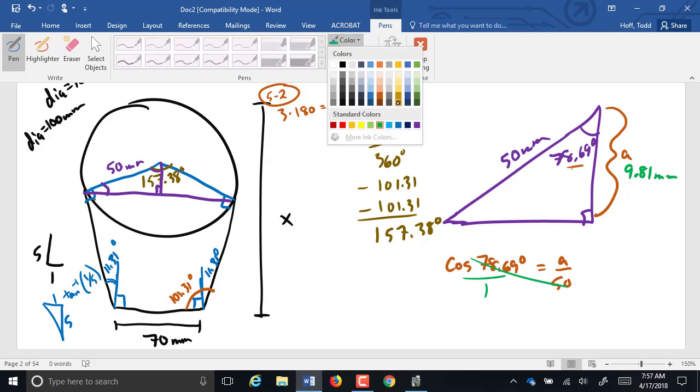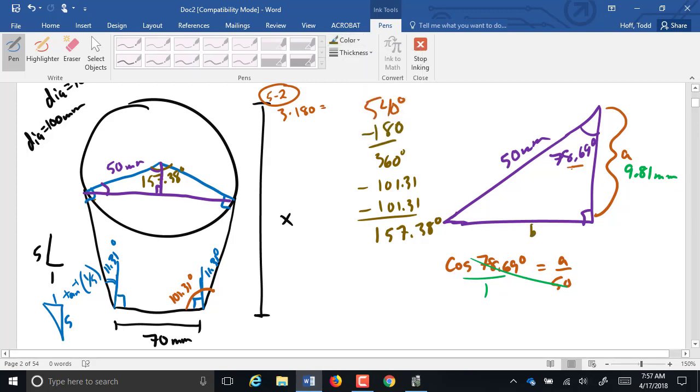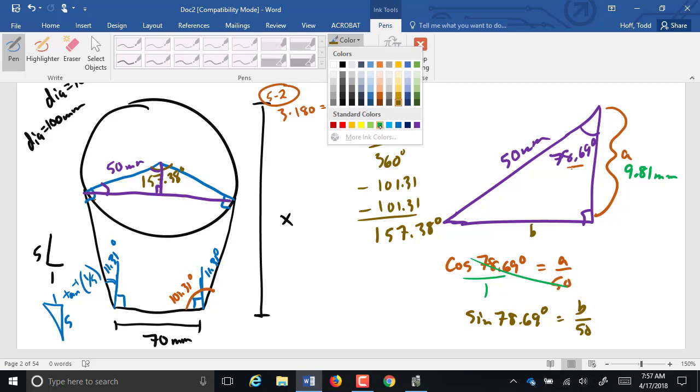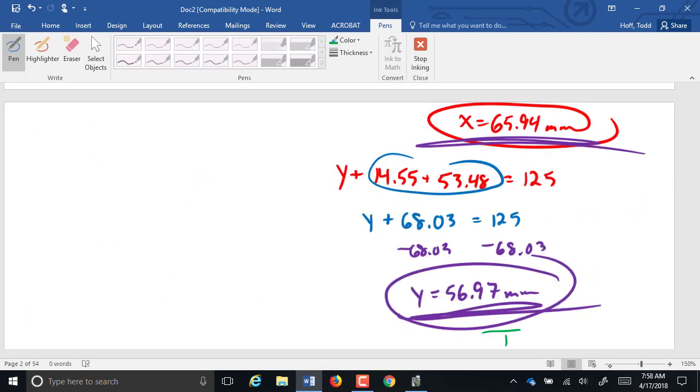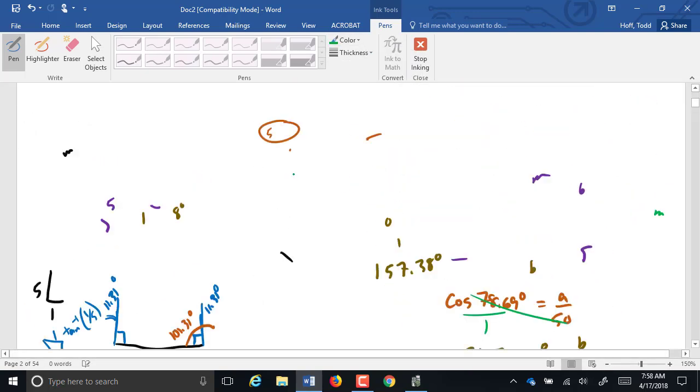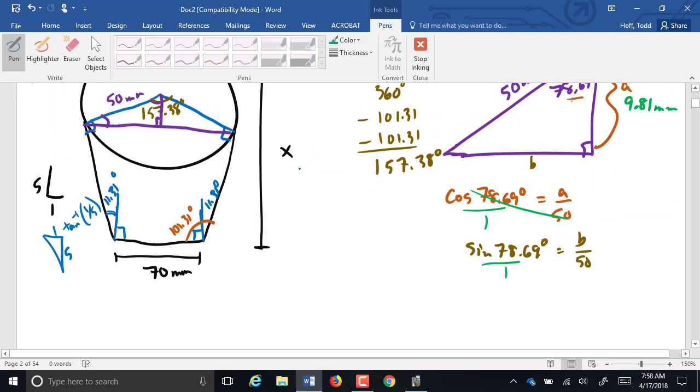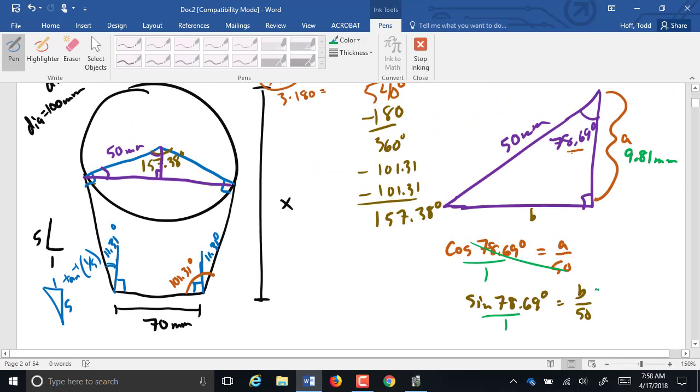Down here, I'm going to call this one B. Sine of 78.69 will equal B over 50. Again, we'll make that over 1. What'd you get? Sounds about right. 49.03 millimeters. That makes the whole distance across here 98.06.